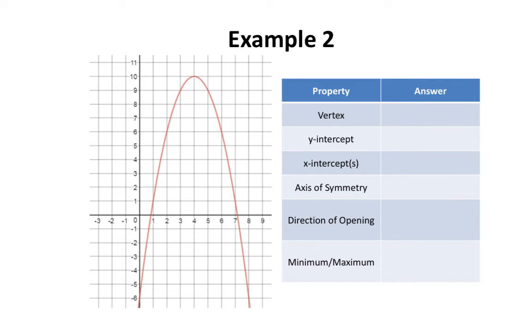We're going to be using the exact same steps to describe the properties of this new quadratic relation. Let's begin by labeling our vertex, which is right over here. The vertex coordinates are 4 and 10. Remember, the y-intercept is a point at which the quadratic relation crosses the y-axis. That occurs somewhere over here. And let's label this the y-intercept. That appears to be -6.